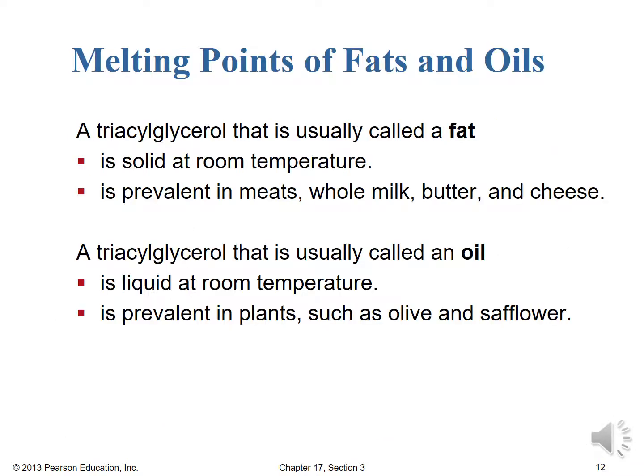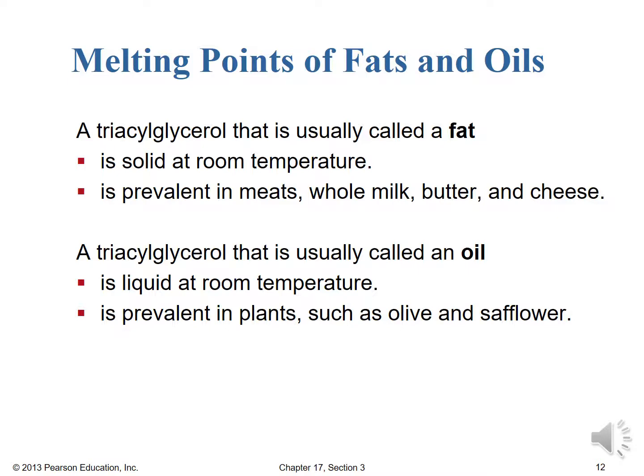Okay, so we have some general trends here for melting points of fats and oils. Again, of course, it's not always cut and dried. There are going to be some cases where we buck the trend, but for the most part, a triacylglycerol that's usually called a fat is a solid at room temperature. This is prevalent in meats, whole milk, butter, and cheese. This is where you tend to see the fats, the solids at room temperature.